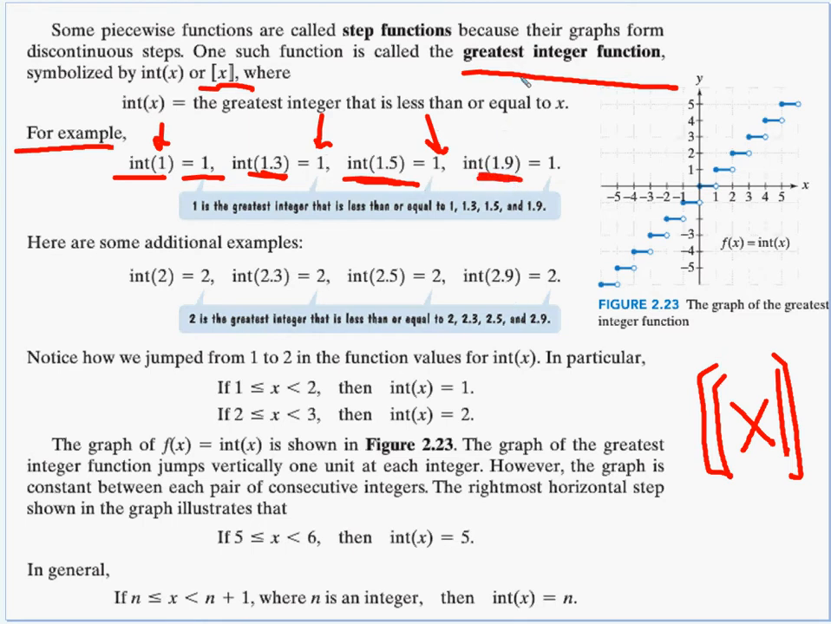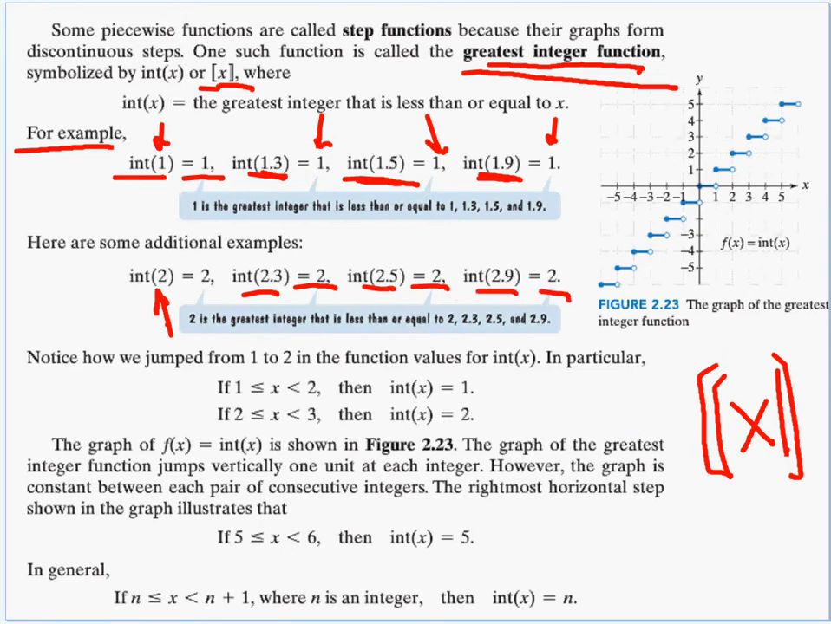With this greatest integer function, we never round up. In this case, we always round down. So even 1.9 is rounded down to 1. And here's a couple others here. The greatest integer of 2 is 2. 2.3, round it down to 2. 2.5, round it down to 2. 2.9, round it down to 2.